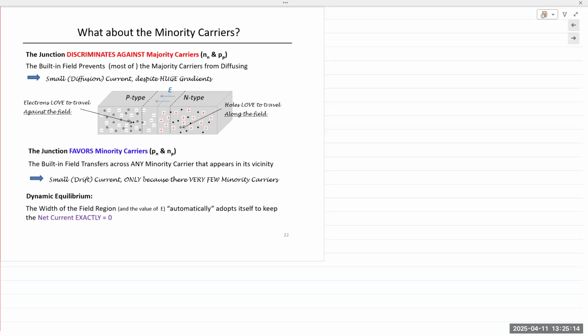But the built-in barrier stops that from occurring, which is actually a good thing. Because if that reaction is allowed to progress unimpeded, then the charges will just even out throughout the entire structure.